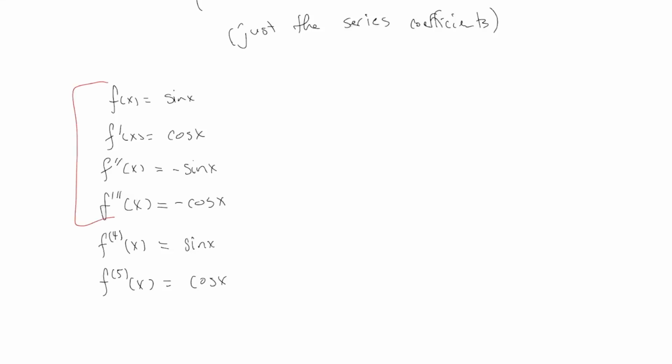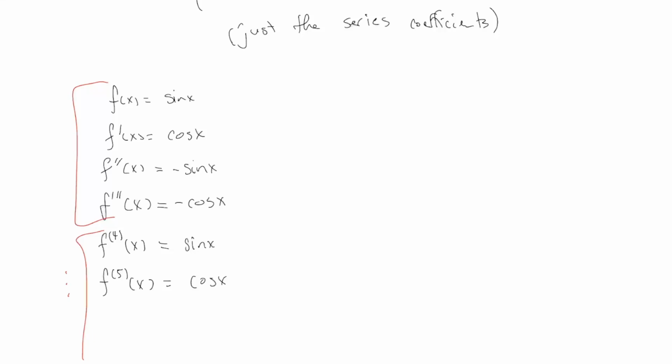These four are kind of the ones that are important, and then after that it's just going to repeat the same pattern. All right, so that's what the pattern is. You get sine and then cosine and then minus sine and then minus cosine, and then that pattern of four things repeats as you continue to do more and more derivatives. Okay, these are the f's, the various derivatives.